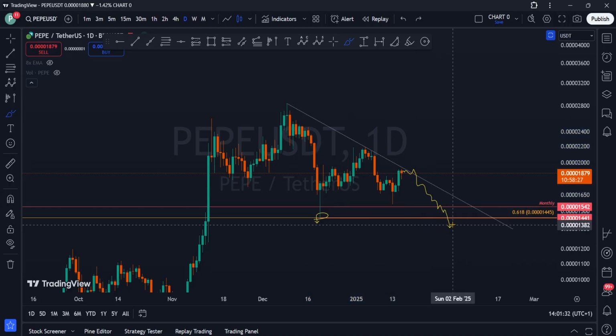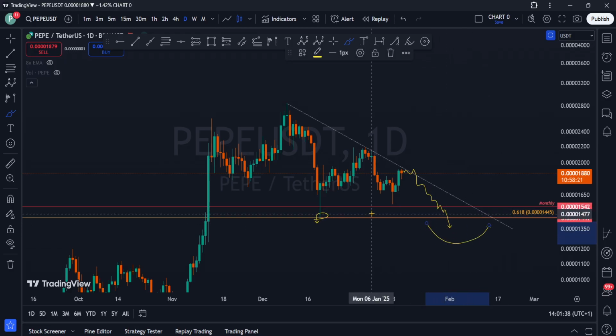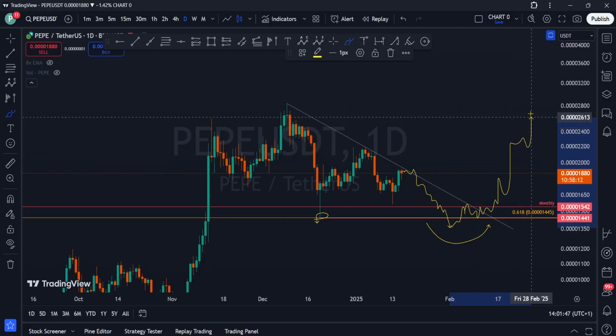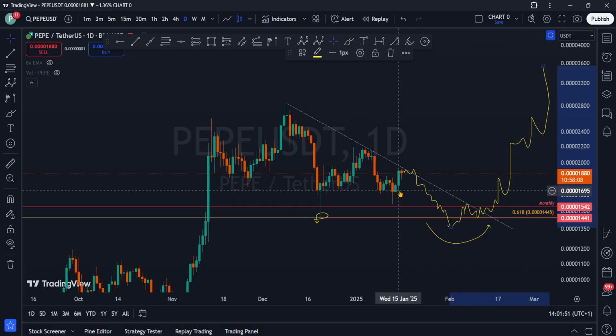And then from here, where we start seeing signs of support around this area, probably if we get a break below the liquidity low and the 0.618 Fibonacci level, and then we start seeing a reclaim back above, that is going to be a sign to start loading up for a potential final wave coming in at PEPE.